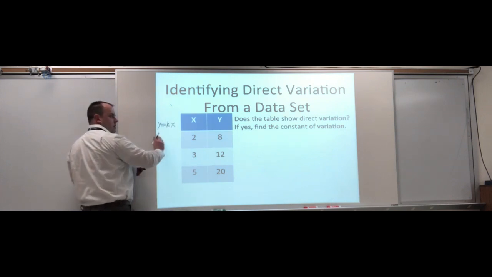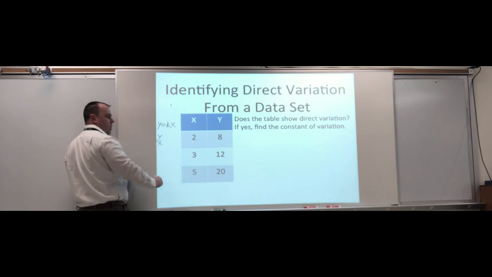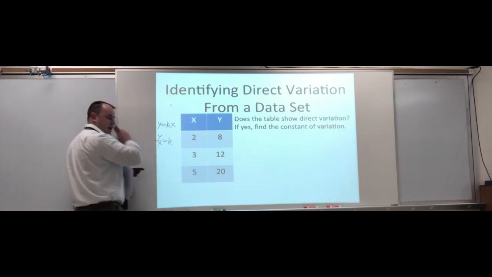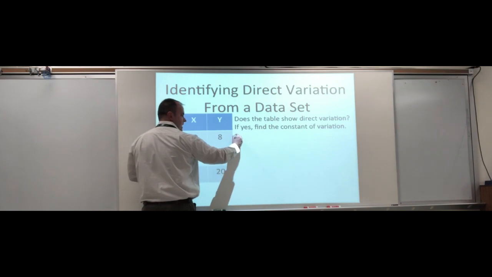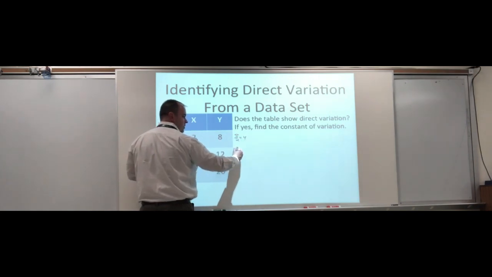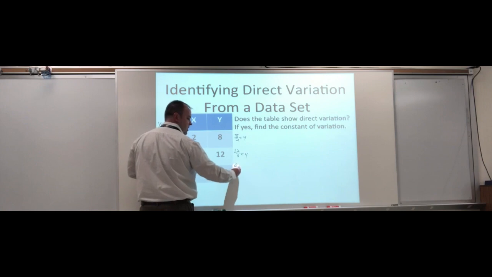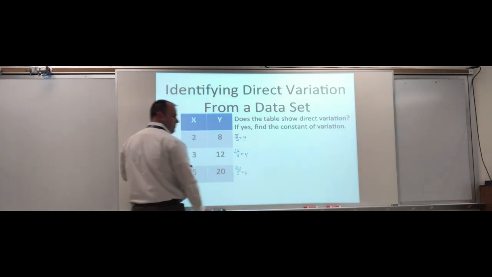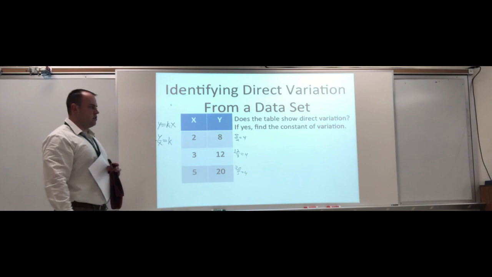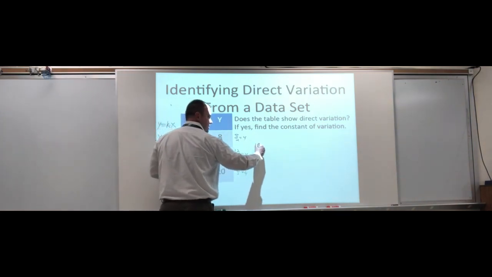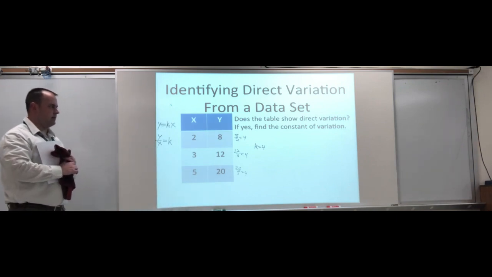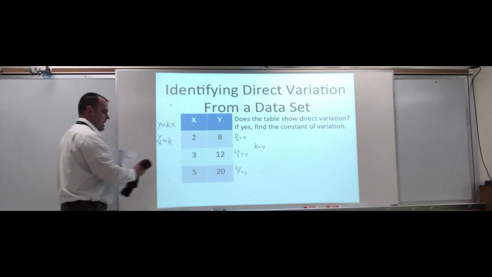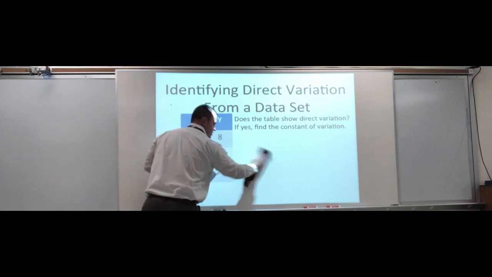To find the constant, divide both sides by x, and we have y over x equals k. So if that gives us the same value for k for each one of these relationships, then it is direct variation. So we can do 8 divided by 2 is 4. 12 divided by 3 is 4. 20 divided by 5 is 4. Since each one is 4, this is direct variation, and our k equals 4. So that would be our constant of variation for this. That was something we did back in chapter 2 with direct variation.